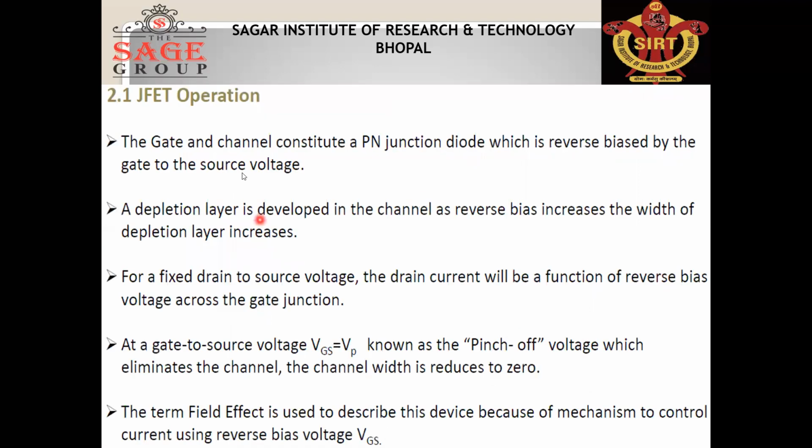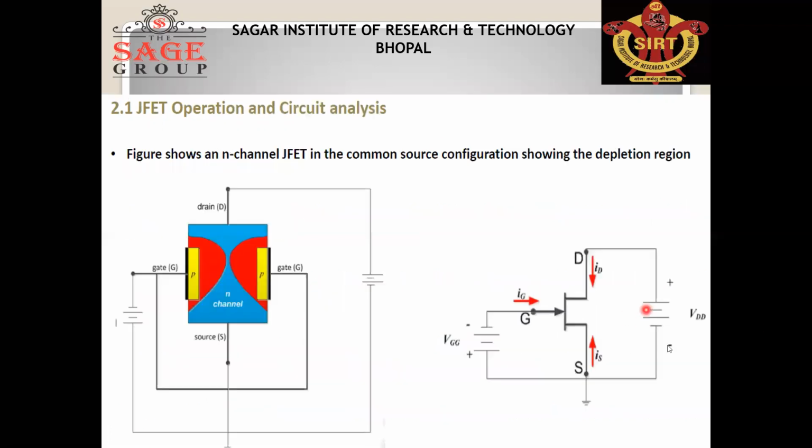The gate and channel constitute a PN junction diode, as we have already discussed, which is reverse biased by the gate to source voltage, right? So the depletion layer is developed in the channel. As the reverse bias is increased, the width of the depletion layer is increased, right? So for a fixed drain to source voltage, the drain current will be a function of the reverse bias voltage at the junction. Drain to source voltage, VDS, is fixed. If this VDS is fixed, then the drain source current will be a function of VGS.